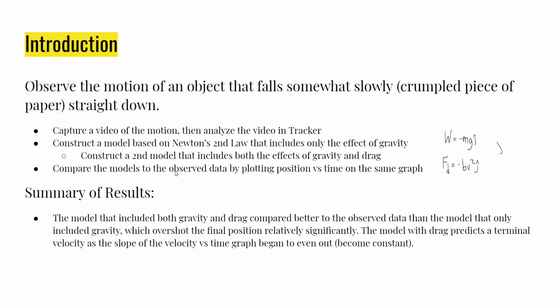To summarize the results of the experiment, the model that included both gravity and drag compared better to the observed data than the model that only included gravity, which overshot the final position relatively significantly. The model of drag predicts a terminal velocity, as the slope of the velocity versus time graph began to even out as it became constant.